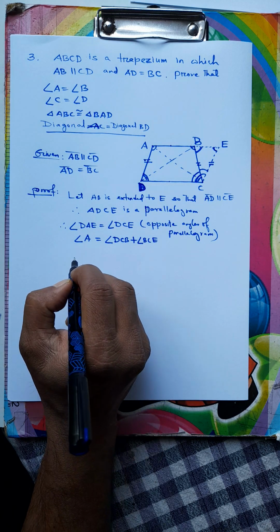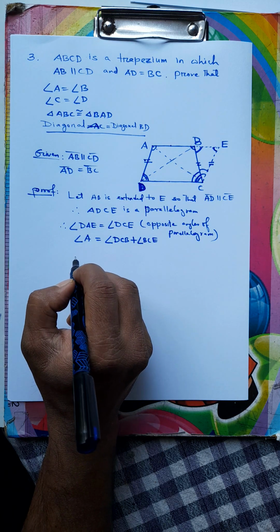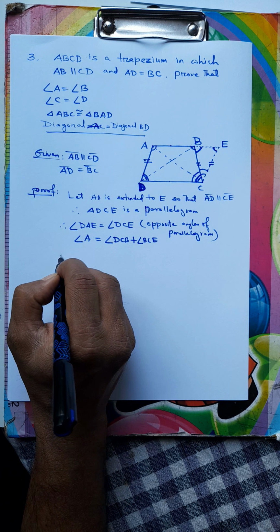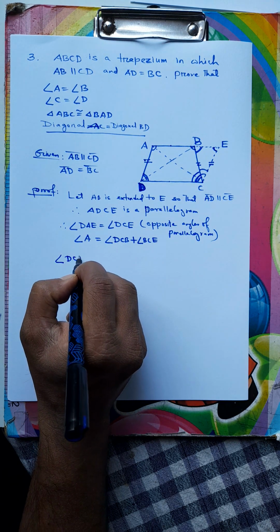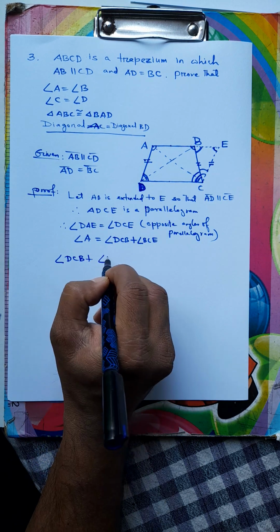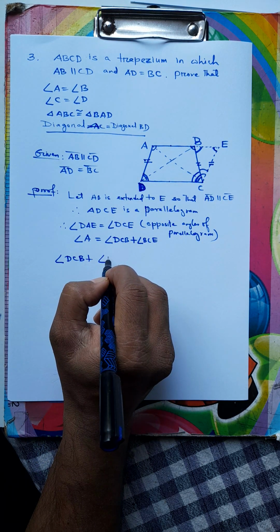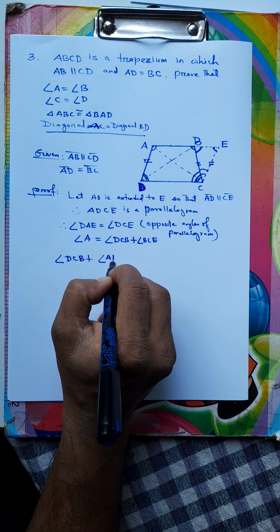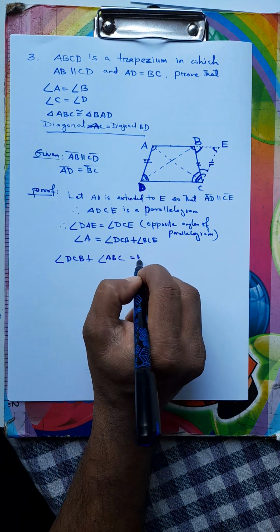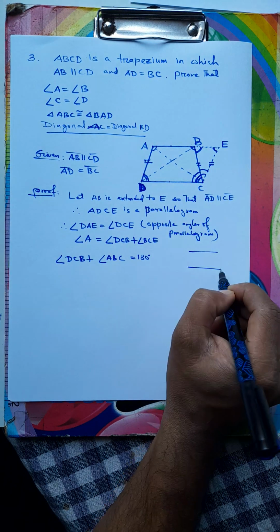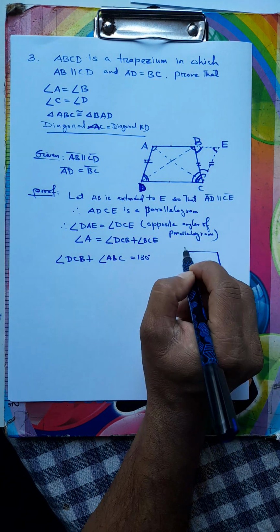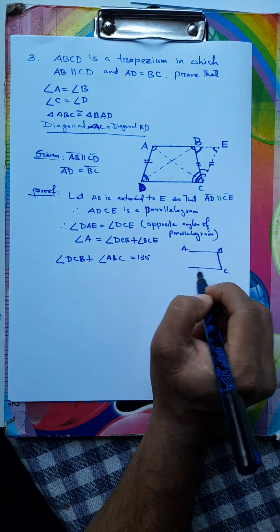You find angle DCB plus angle ABC equal to 180 degree. Why? Because these two lines are parallel. A, B, C, D.